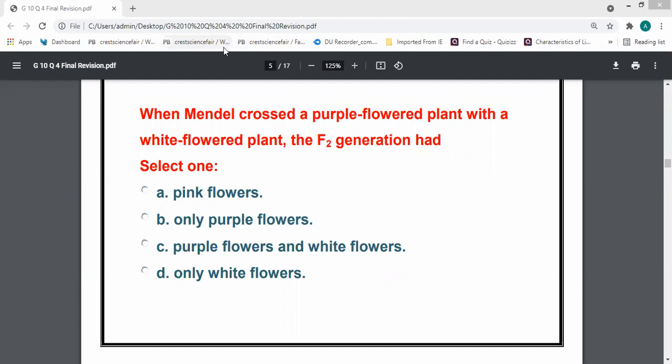Who remembers the percent or the ratio between both of them? In second generation, for the first experiment of Mendel, the ratio between purple and white. Do you remember the percentage? The first generation is 100% dominant, and the second generation is 75% dominant to 25% recessive, which is the 3 to 1 ratio. Excellent.